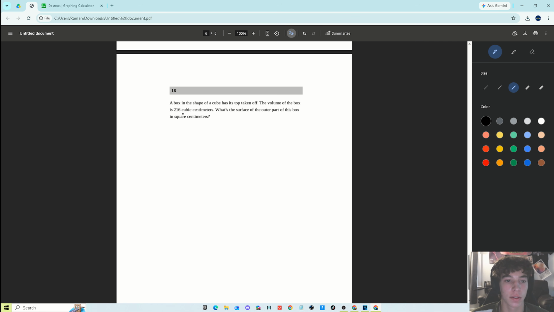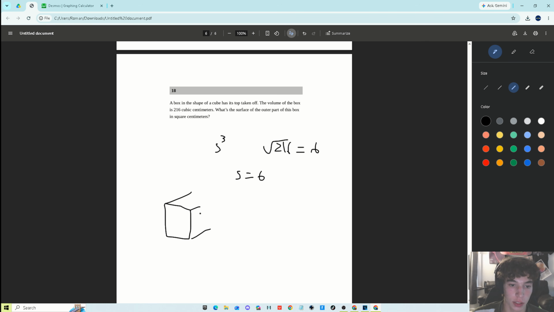Okay, so volume of a box is just going to be side length cubed. So what we can do is we can cube root 216 to find the side length. So let's cube root that. That equals 6. So the side length then equals 6. Let's draw this cube. So excuse my drawing skills, but let's just pretend that's a cube. So side length is 6. Oh, sorry, those are bad 6s. But yeah, that's all you need to know.